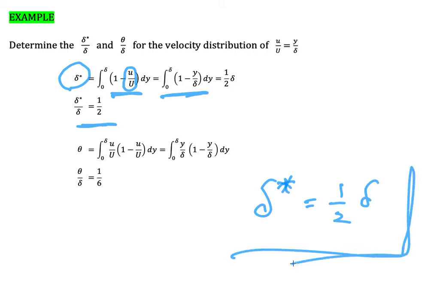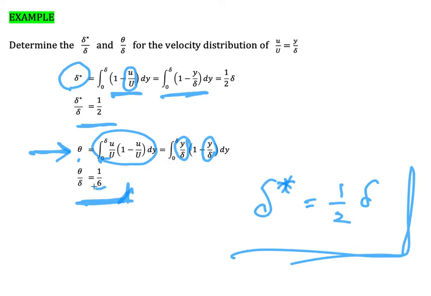So this is the idea or the simple calculation of delta star and theta. And then if we want to calculate the theta here, this is the equation. We substitute the value of u over U here. And then we could determine that theta over delta is equal to 1 over 6, as shown in this slide. So from this calculation, at least you could self-check your calculation.